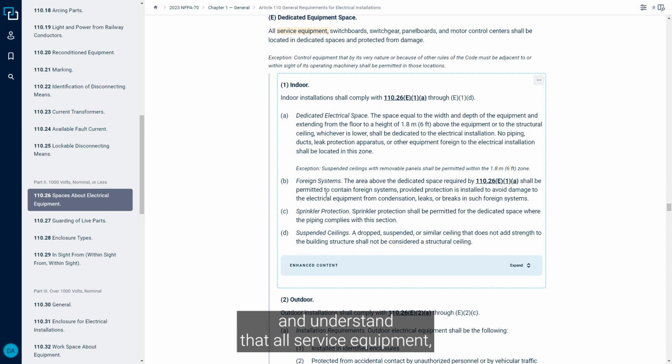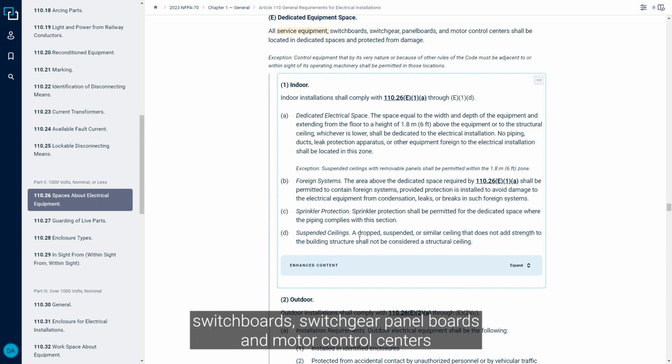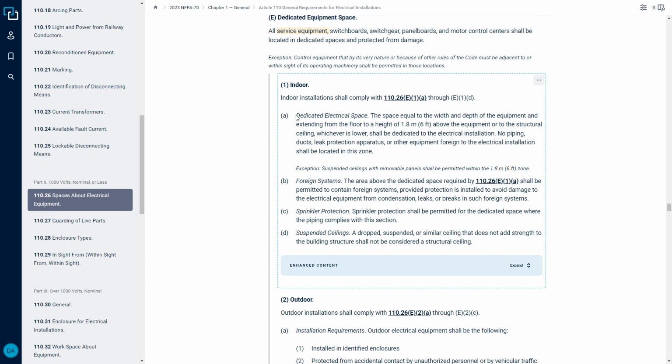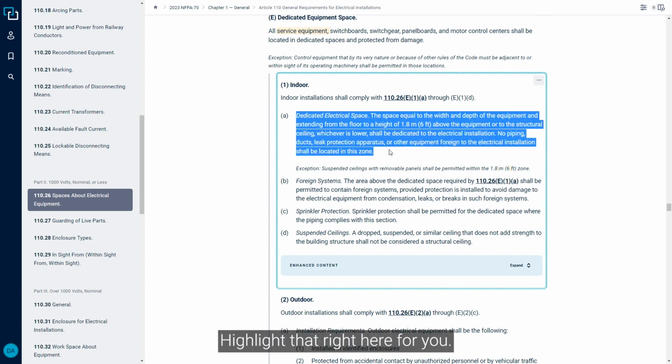And understand that all service equipment, switchboards, switchgear, panel boards, and motor control centers, or MCCs as they're called in the field, are required to be in dedicated space. So what exactly is dedicated space? I'll highlight that right here for you.